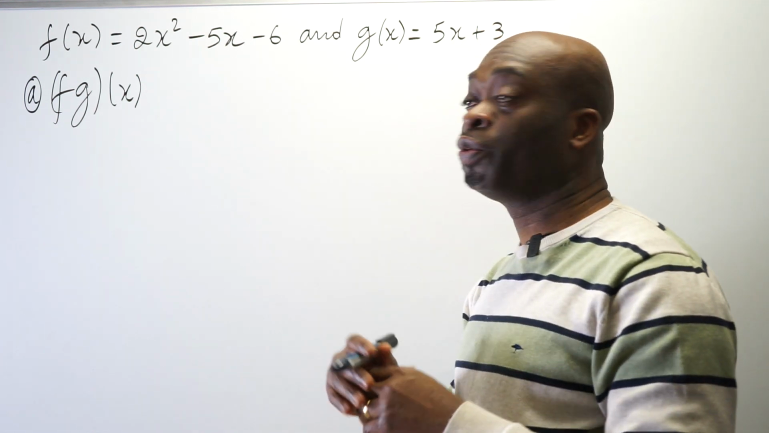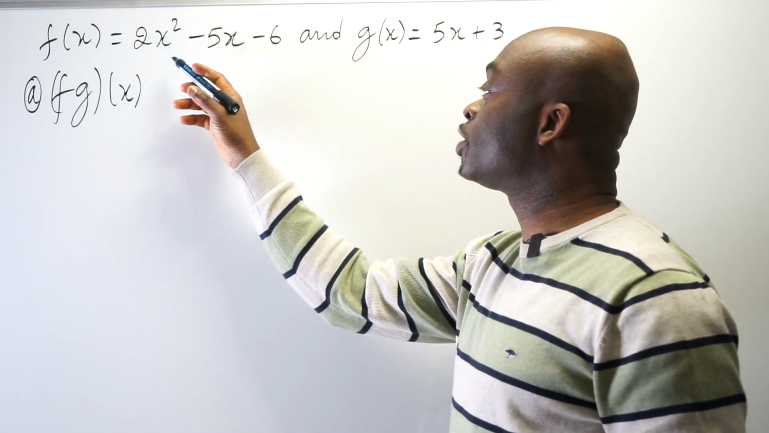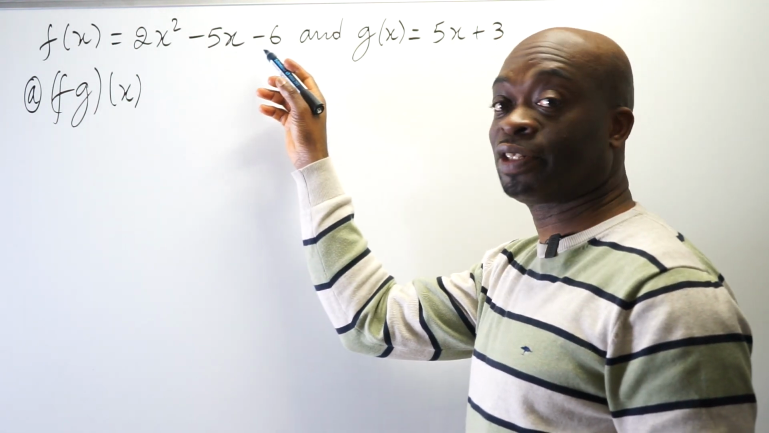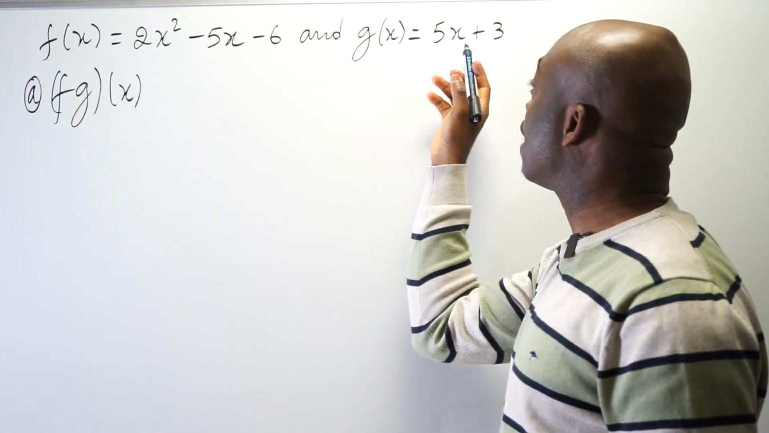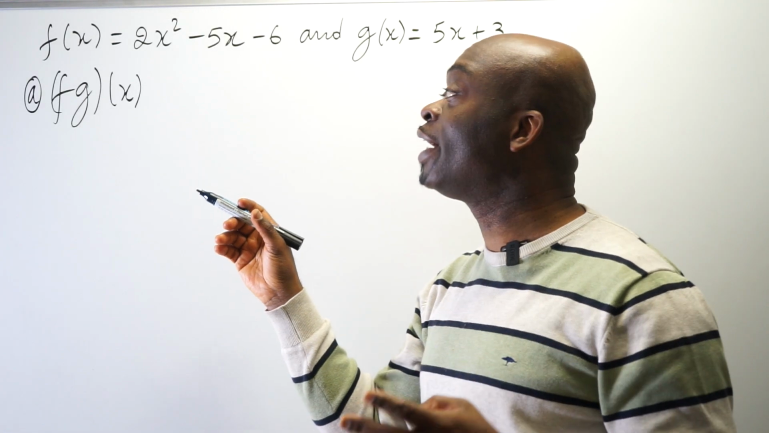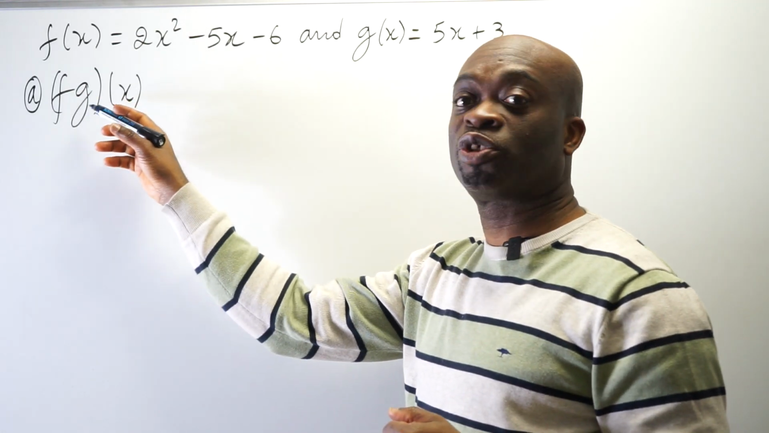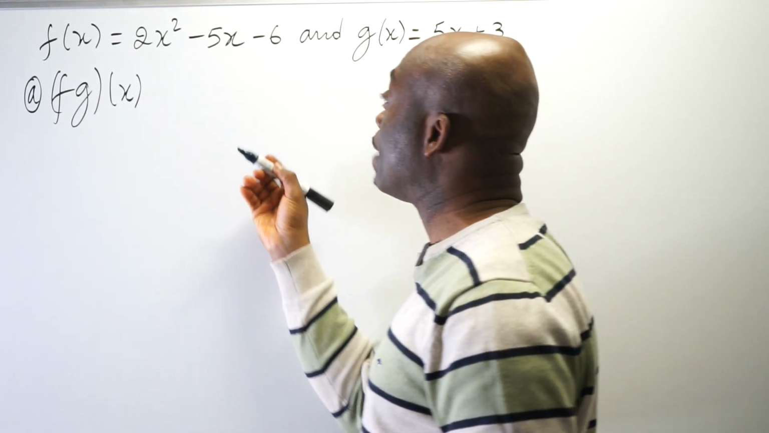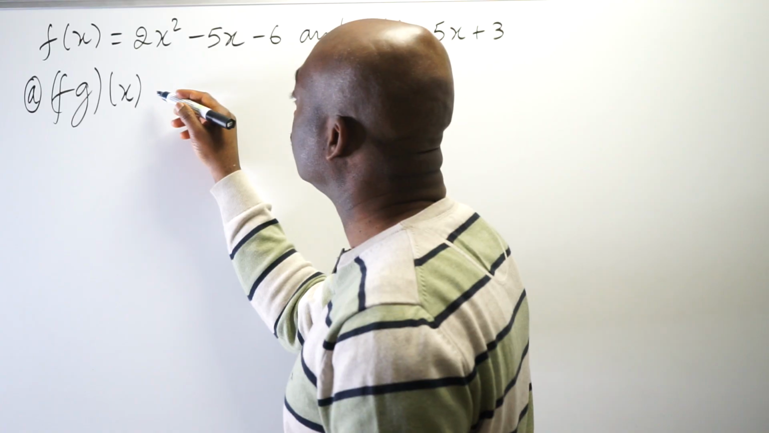Guys, we have two functions here, f of x, which is equal to 2x squared minus 5x minus 6, and then g of x, which is 5x plus 3. All right, so what are we going to do? We have actually three questions, right? But the first one is f times g of x. So that means we want to multiply, okay?